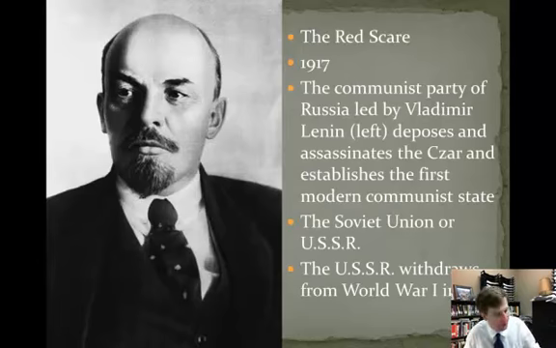In 1917, the Communist Party, led by Vladimir Lenin, deposes and assassinates the Tsar of Russia and establishes the first modern communist state in the world. It's called the Soviet Union, or the USSR. The USSR then will withdraw from World War I in 1918, right about the time the United States, of course, is getting involved in making that push that we talked about in the last presentation, making that push to ultimately win the war, from August to November of 1918.